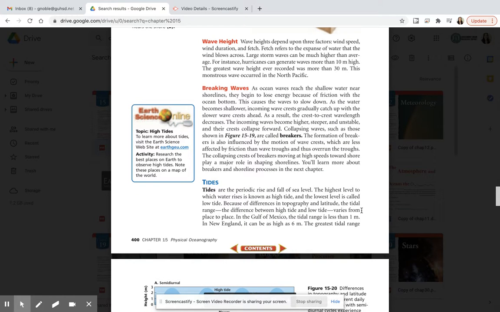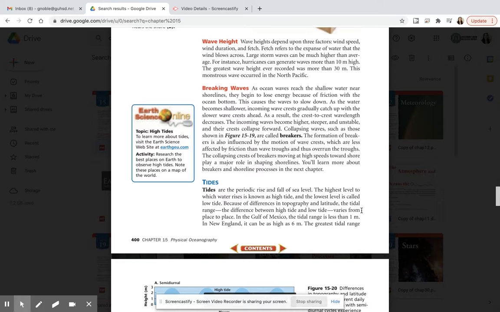Breaking waves. As ocean waves reach the shallow water near shorelines, they begin to lose energy because of friction with the ocean bottom. This causes the waves to slow down. As the water becomes shallower, incoming wave crests gradually catch up with the slower wave crests ahead. As a result, the crest-to-crest wavelength decreases. The incoming waves become higher, steeper, and unstable, and their crests collapse forward. Collapsing waves, such as those shown in Figure 15-19, are called breakers.